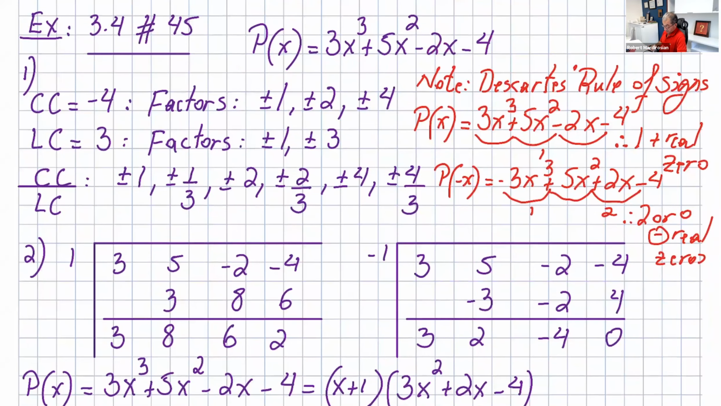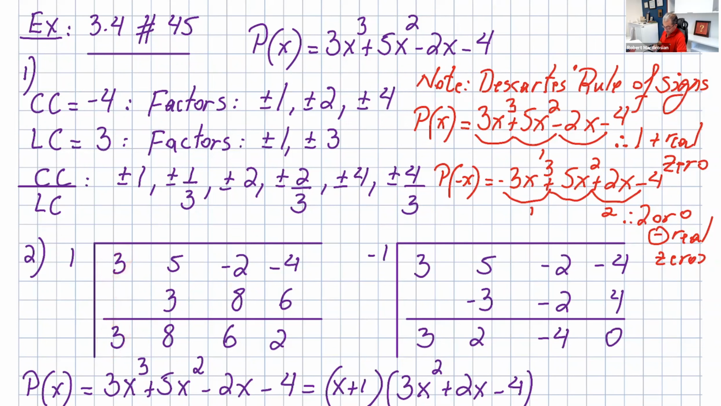So the way it works, you put all the coefficients. So we have 3, 5, -2, and -4. Very important. If a coefficient, a term, is missing, make sure to put 0 when you do the synthetic division. So 3, you bring the 3 down.